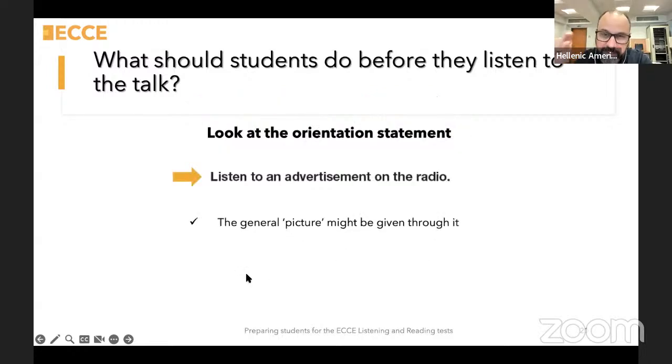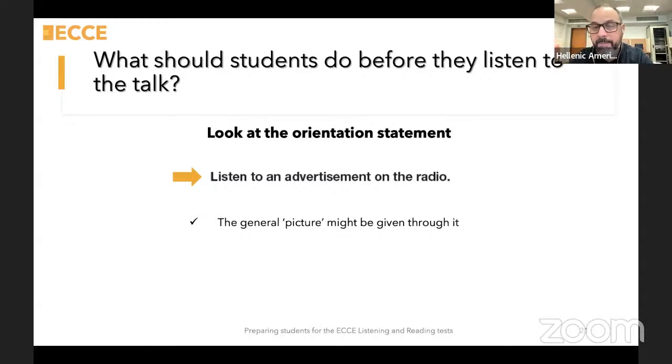Then they will look at the orientation statement. This is something that we also find in the reading section. There's a little sentence there that gives us some general information about the content that follows. In this case, listen to an advertisement on the radio. It gives us the general picture. This will be an advertisement. Someone will be advertising a service, a product. They're trying to sell something. They'll use very specific language to do that.